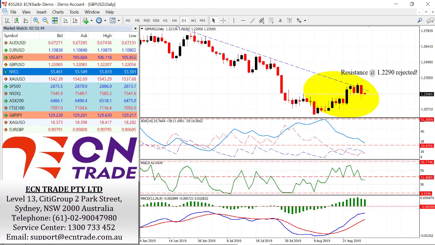So we have to see what comes out of that. That did send the pound weaker. From the rejection of 122.90, it looks to 121.60. A break beneath there, then we are going back into a bearish phase.